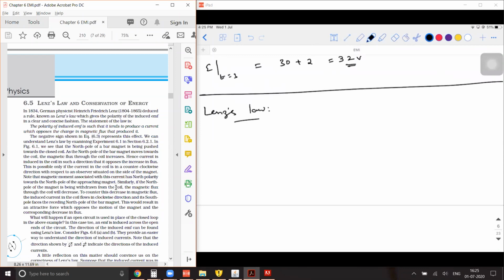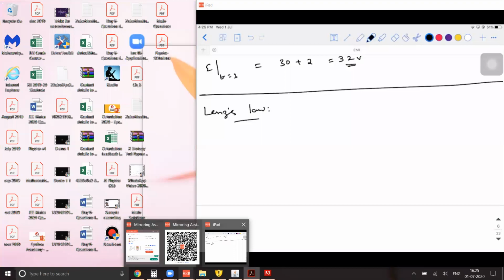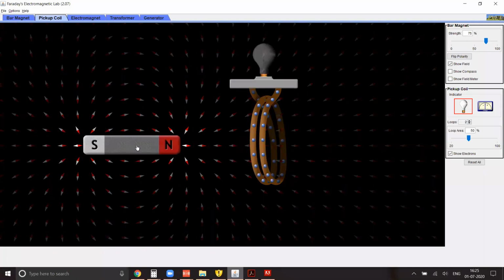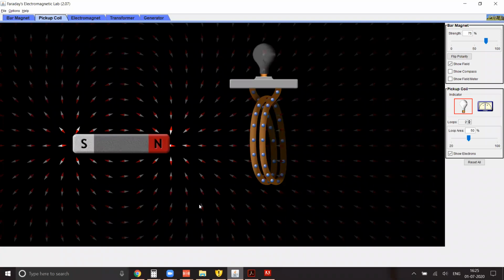Okay, and this law is based on the conservation of energy. Let me demonstrate this law practically. With the simulation, I cannot show you using a magnet, but observe. The same simulation will help us to understand. Now I'm going to concentrate only on two facts.